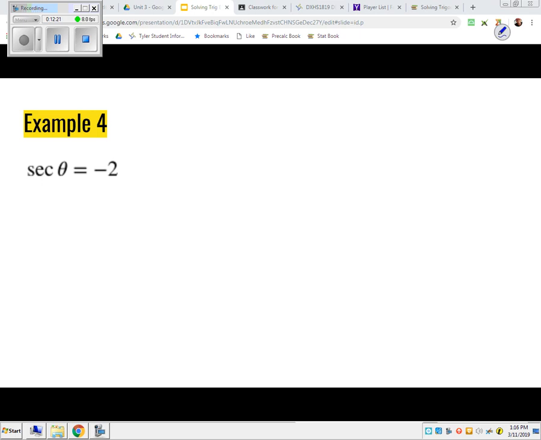So can I change this? All right. So I'm just gonna do the reciprocal of both sides. What's the reciprocal of secant? Cosine. What's the reciprocal of -2? That's a little bit easier now, right? You want to do it on the interval or off? On the interval? Okay.